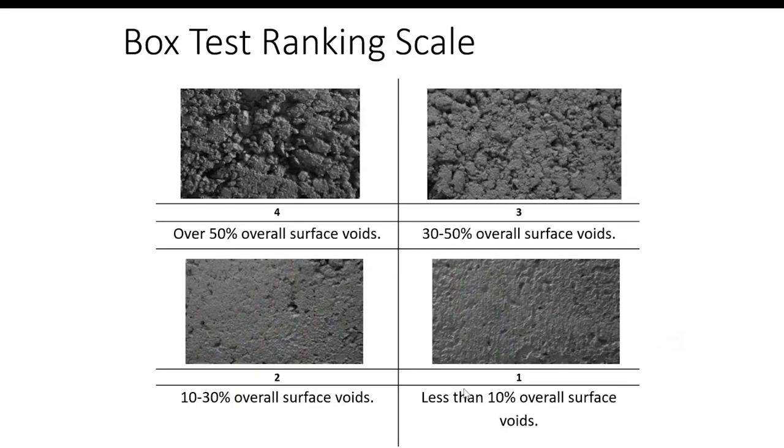So again, we have a visual ranking scale. That would be a bad box test performance. That means that concrete wasn't workable enough. That means that concrete did not respond to vibration. If we get to about here though, 10 to 30% overall surface voids, boom, that's a good thing. That's what we're interested in. That is a positive. And we don't need perfection over here on the outside.